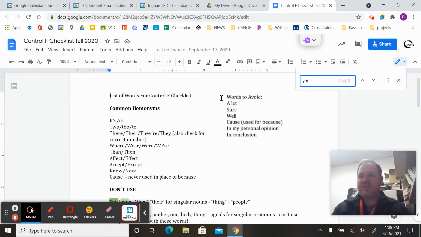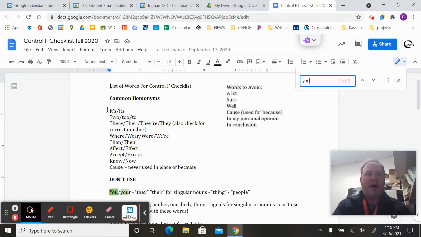So first is words to just flat out avoid. A lot, sure, well, cause, in my personal opinion, in conclusion. Those things are figures of speech. Writing is not just speech written down on paper. Writing is the opportunity to take time to say something in the best way possible, in the most concise way possible, in the most precise way possible. And you want to avoid some of that language.